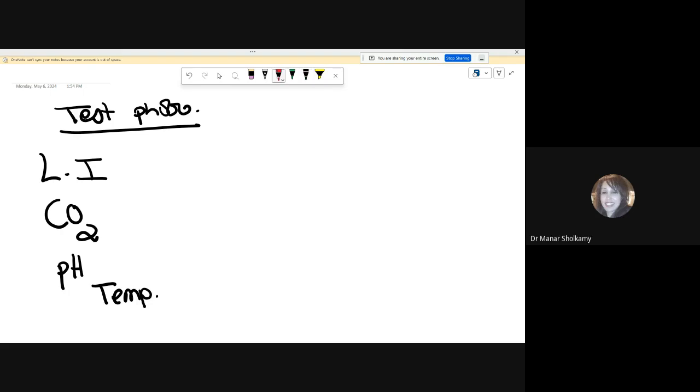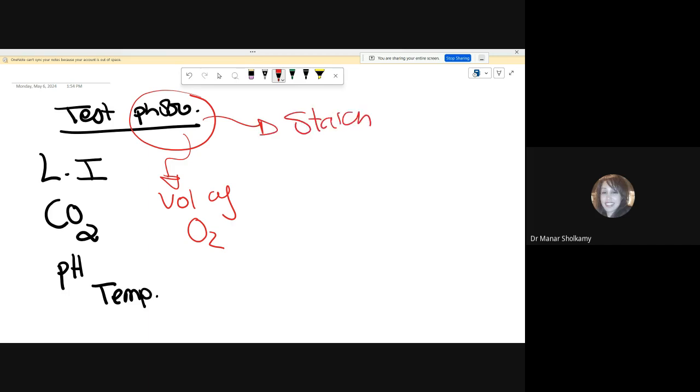Okay, how do I test for photosynthesis? There are two ways. Only two ways. Either I will measure the volume of oxygen produced at the end of the investigation, or I will measure the absence or the presence of starch. If I measure the volume of oxygen produced, I will use a graduated syringe. And here I don't need to destarch because I'm not looking for starch anyway.